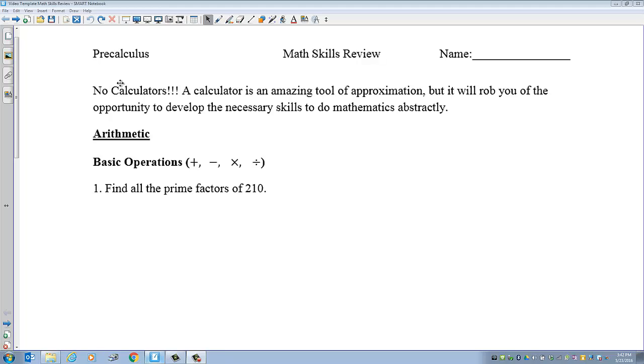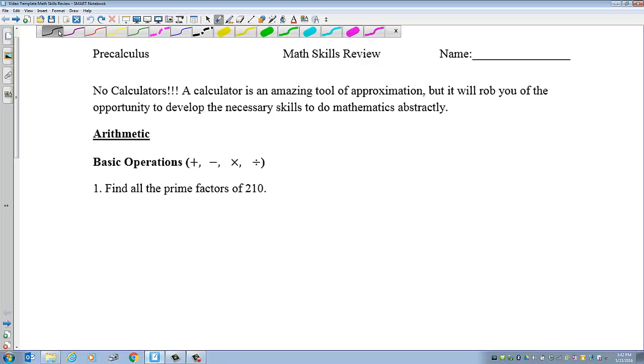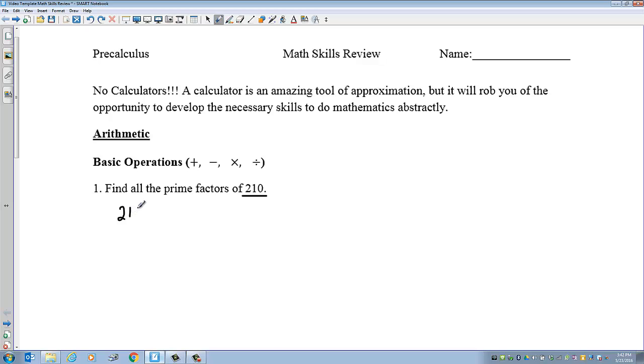So this is a solutions video to math skills review, and the first problem we want to do is basic arithmetic. We want to find all the prime factors of 210. There are a number of ways to do this, but the idea is to not use our calculator, so I'm just going to make a little tree here. The idea of a tree is you just sort of break it into factors, two different factors.